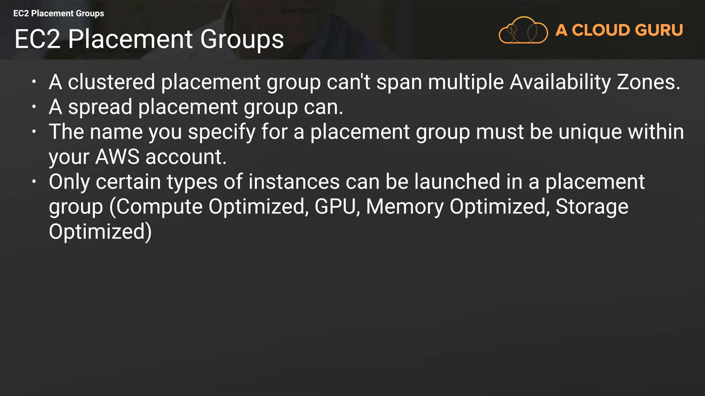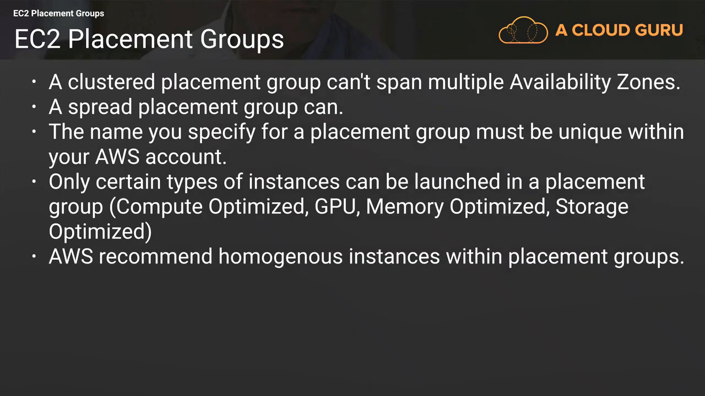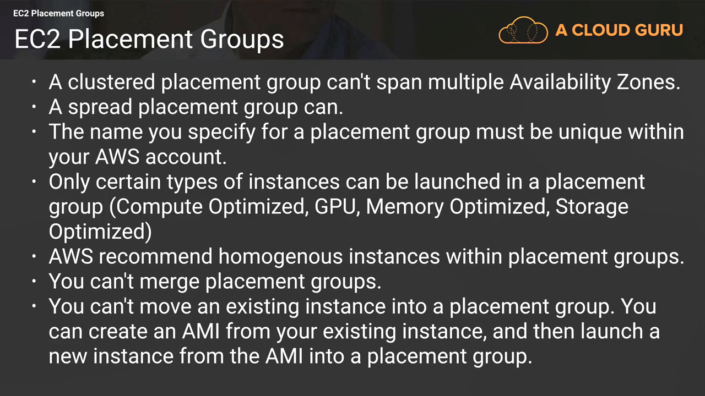Only certain types of instances can be launched in a placement group, so your compute optimized, GPU, memory optimized, storage optimized, etc. AWS actually recommends homogeneous instances within a placement group. So what do we mean by that? Well, it means that the instance, both its size and the family, should be the same. You can't merge placement groups. You can't create a placement group and another placement group and then merge them together, and you can't move an existing instance into a placement group. What you can do is create an AMI from your existing instance and then launch a new instance from the AMI into a placement group.